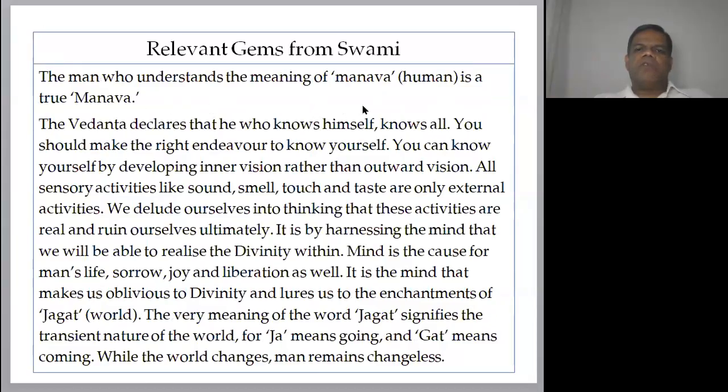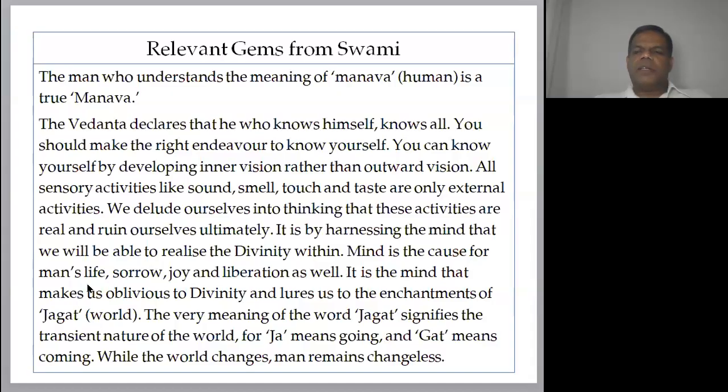The man who understands the meaning of Manava, human, is a true Manava. The Vedanta declares that he who knows himself knows all. You should make the right endeavor to know yourself. You can know yourself by developing inner vision rather than outward vision. All sensory activities like sound, smell, touch, and taste are only external activities. We delude ourselves into thinking that these activities are real and ruin ourselves ultimately. It is by harnessing the mind that we will be able to realize the divinity within.